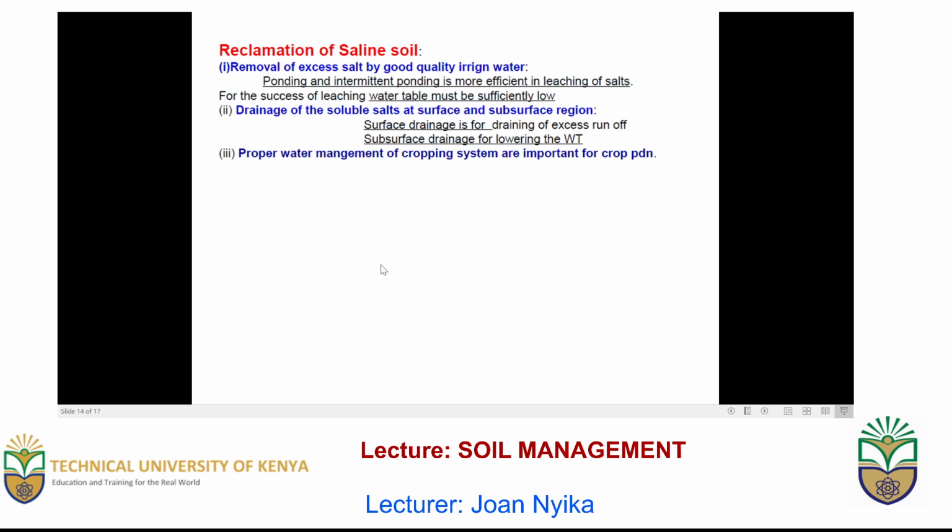But how do we manage or reclaim soils that are saline? Number one, we can remove the excess salt using good quality water. That is, you can irrigate, or what we refer to as flushing. The same way you flush a toilet to remove waste is the same way we remove excess salts using good quality water. That is a process known as flushing.